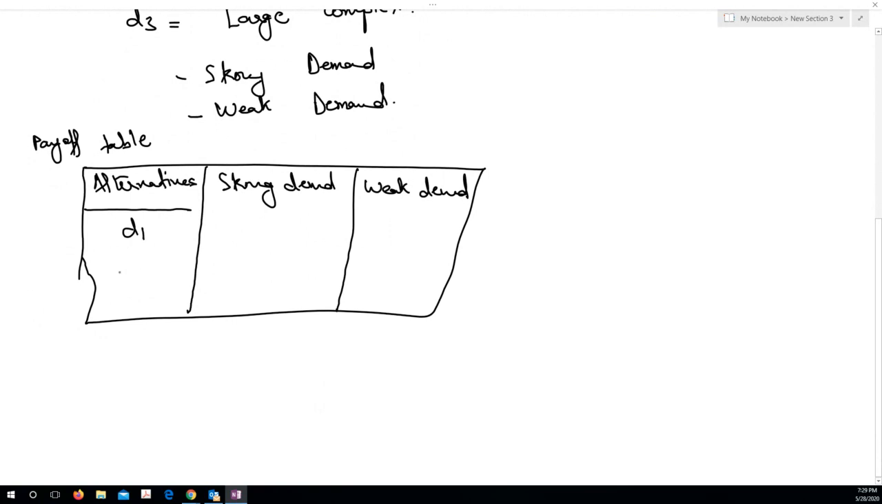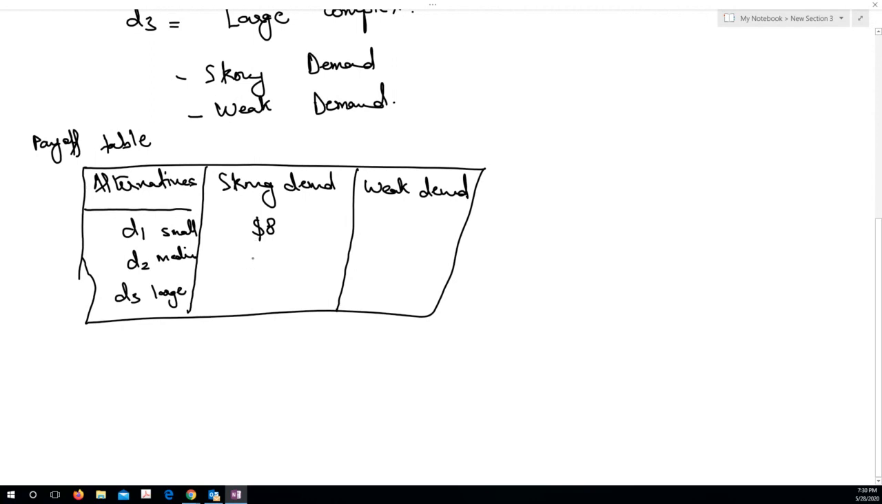So this is D1, which is if they make a small one, and this is a medium size apartment complex, and D3 is the large complex. So they have three alternatives, and then there is a payoff. So payoff is given in millions, for example. So if they make a small apartment complex and there's a strong demand in the market, they will make $8 million. So this amount is in millions.